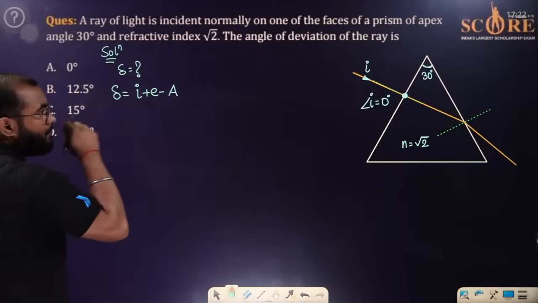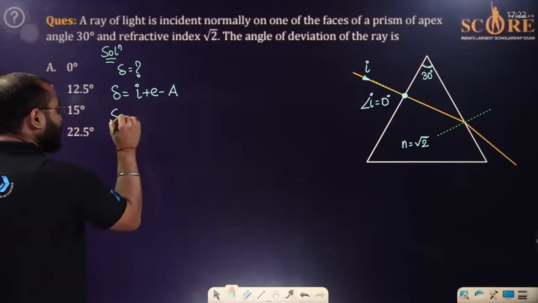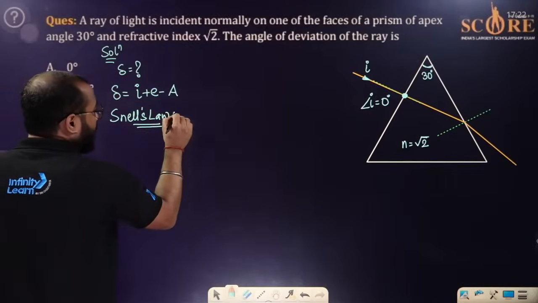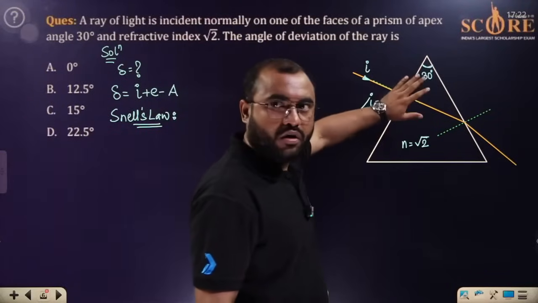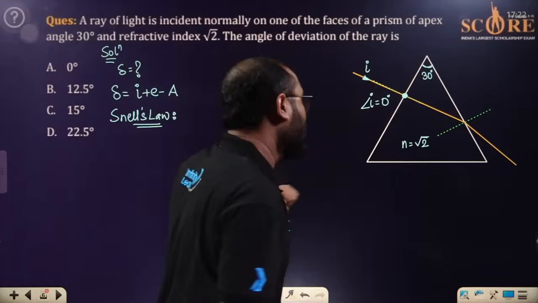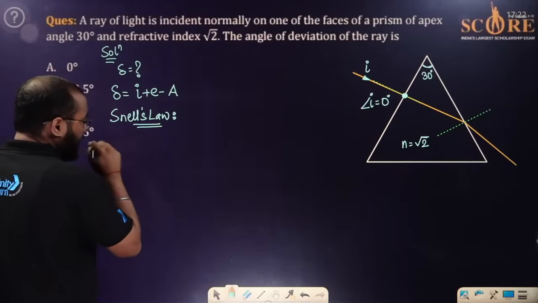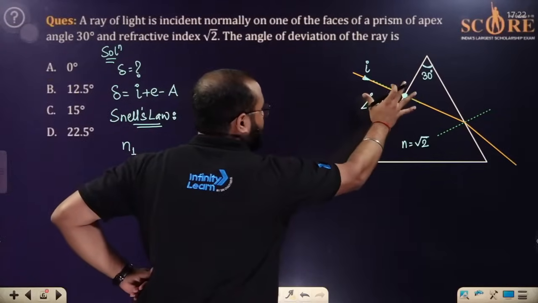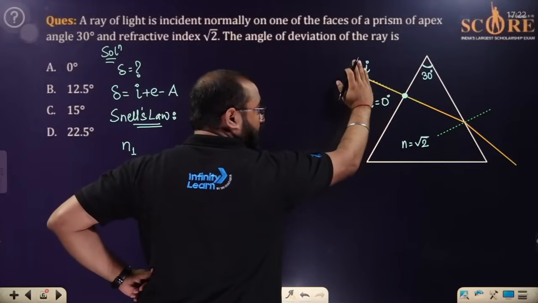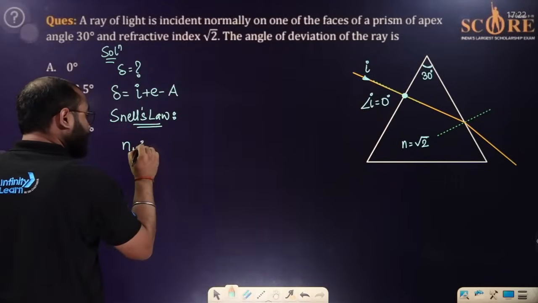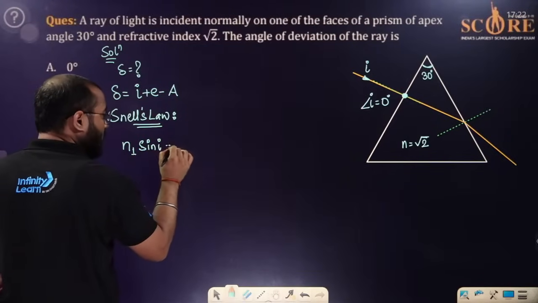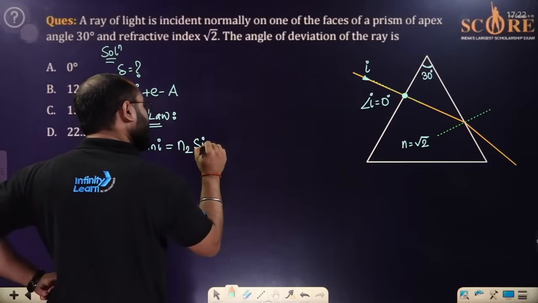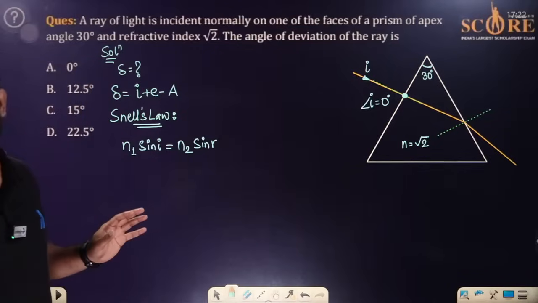So, solution. As we know from Snell's law, for this particular point we are talking about, the refractive index of point 1. What is point 1? Let us suppose this is the first point, this side air, that is the first. Then the prism. It is N1 sine of incident I equals N2, that is the refractive index of the prism, sine R. We have to find out the sine R only.